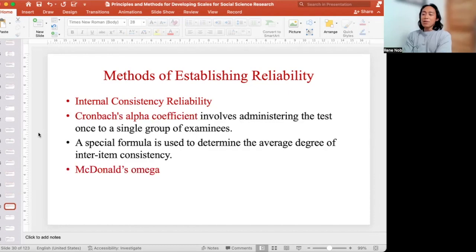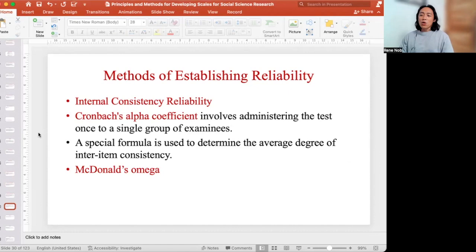And finally, the measure of reliability that is necessary or most commonly used for scale development would be internal consistency reliability through statistical analysis, particularly computing the Cronbach's alpha coefficient.